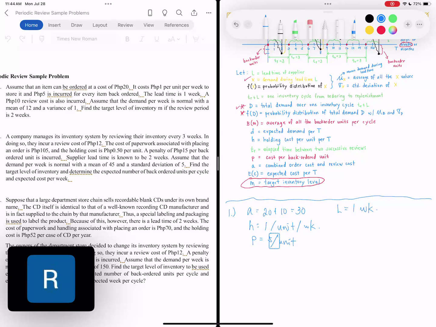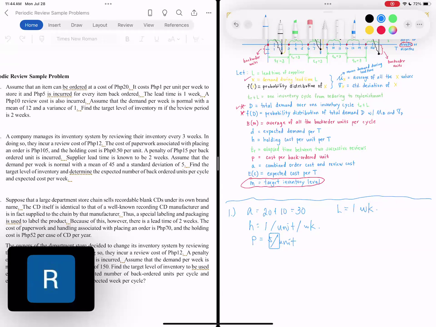Okay, then that's the review cost. Then assume that the demand per week is normal. So here you have demand per week is normal. When you say normal, it means it's a probability distribution, right? And our random variable is demand per week. So you will see it here. Demand per week is normal.